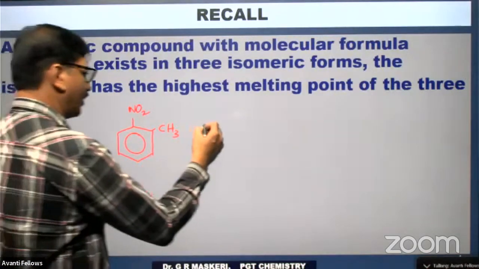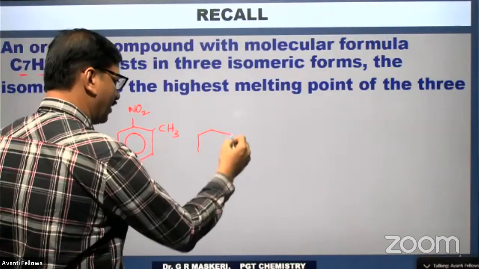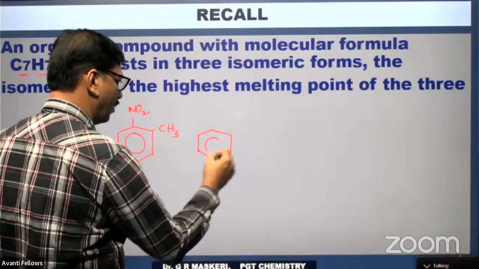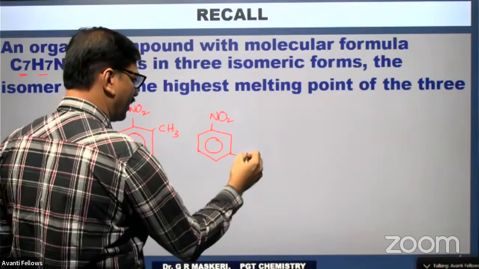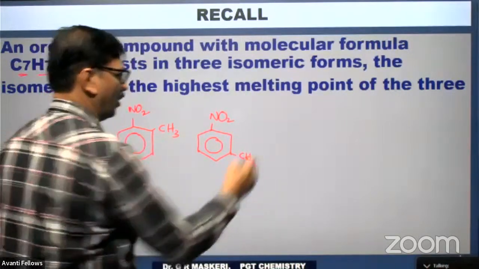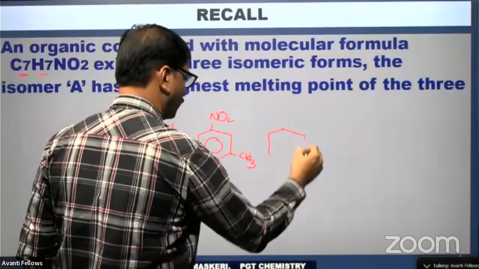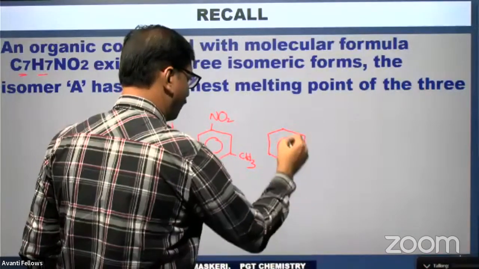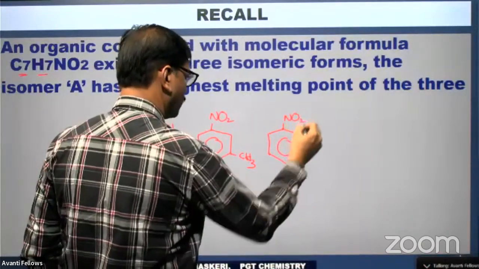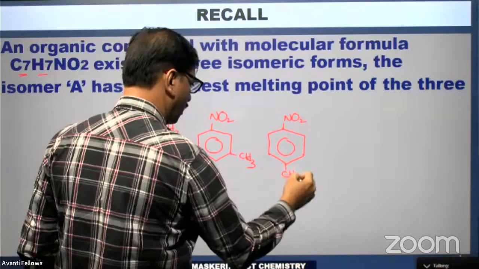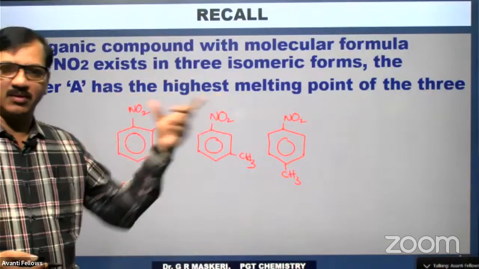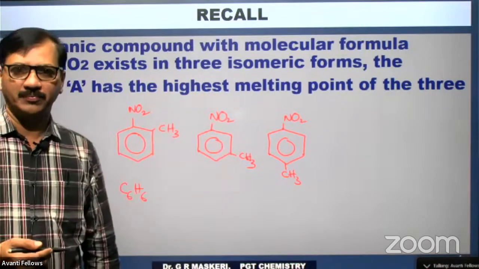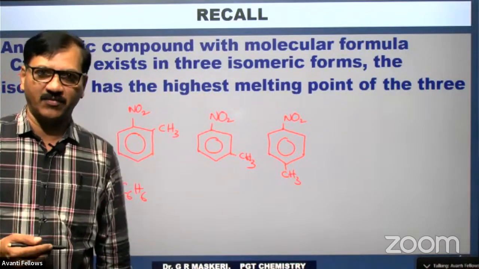This is at the ortho position. There is another isomer, right? NO2 can be in the meta position. And there is one more, which can be in the para position. So the three isomeric forms, they mean it is so. It exists in three isomeric forms.